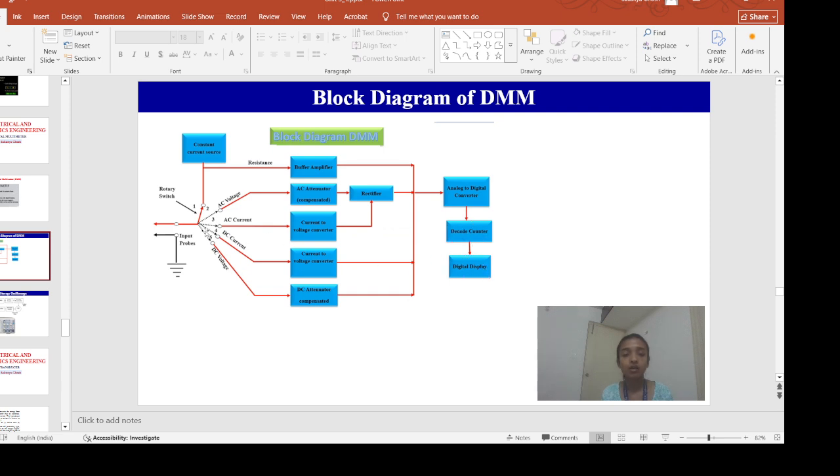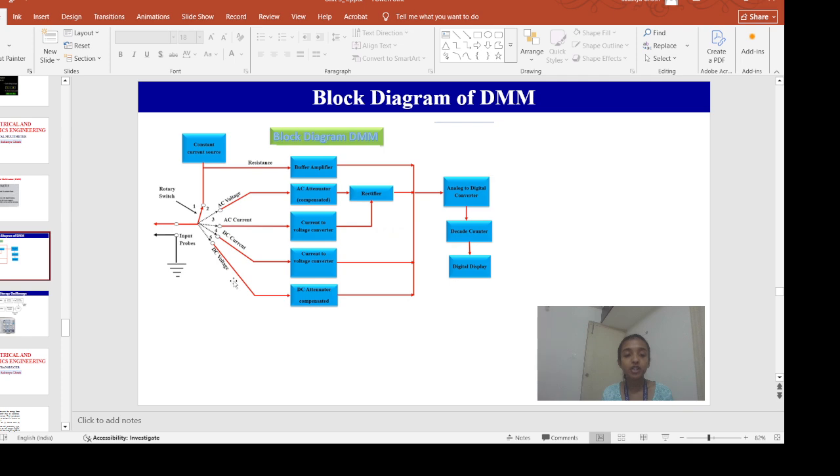When we measure the DC current, since it is already a DC quantity, I don't need to convert it to DC anymore. But since it is a current quantity, I only need to convert this current to voltage using the current to voltage converter. Then the process is the same: it is fed to the ADC, then the counter counts the pulses and it is shown on the display.